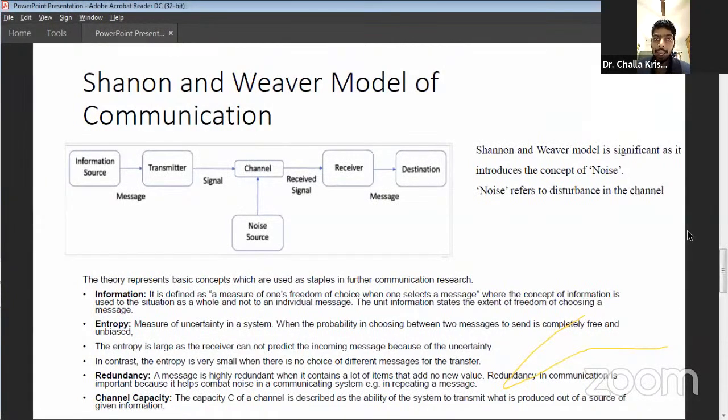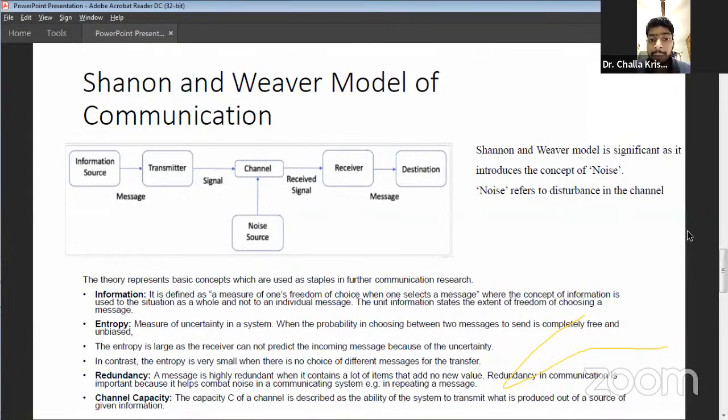So here our main idea in the Shannon Weaver model, why they are focusing on noise, is to eliminate noise. Noise comes in different forms. Noise is not just technical disturbance, not just connection disturbance. Noise is barrier. It is also bias. It is also lack of communication proficiency.